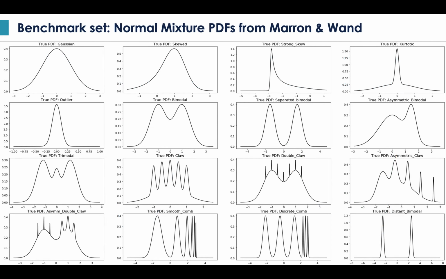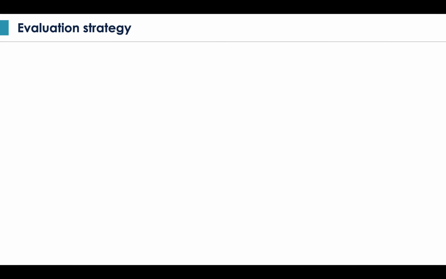Now for the experiment, we took a benchmark data set for benchmarking. This is from Marron and Wand, a paper from '92. These are standard normal mixture functions where we have the true PDF available to us. We can take random samples from this and compute the estimates, so we have a ground truth to compare. So this is a standard data set.